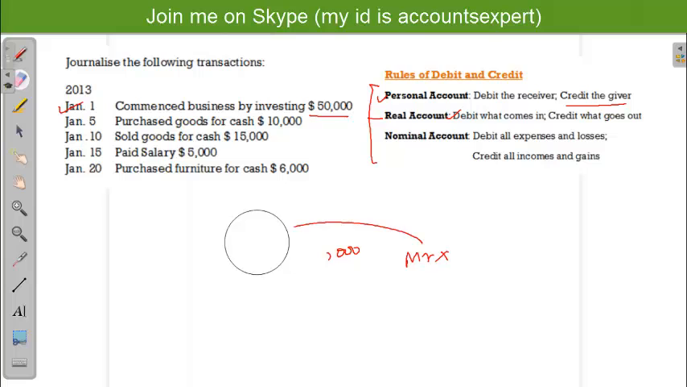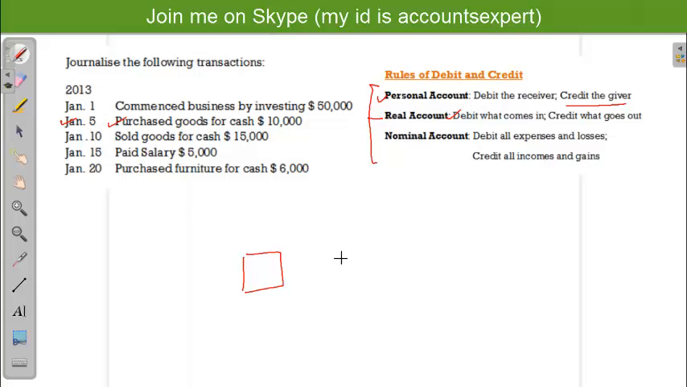Now our second transaction is: purchased goods for cash $10,000. So to record this transaction, let's see what happened in the business. So this is the business and we purchase goods in the business, so goods come in the business and we paid money, so cash goes out from the business. And we know that goods and cash both are real accounts. And the rule to record a real account is debit what comes in, credit what goes out.